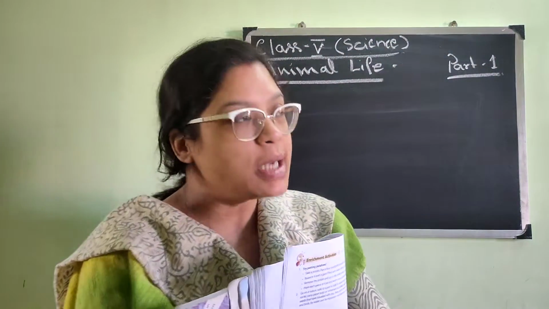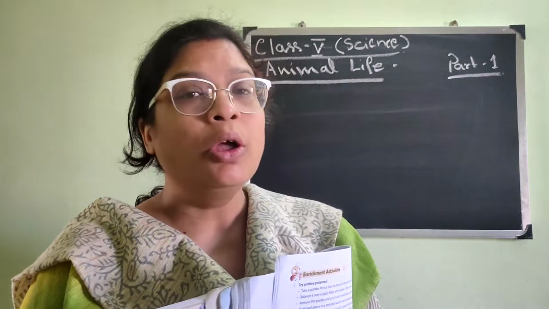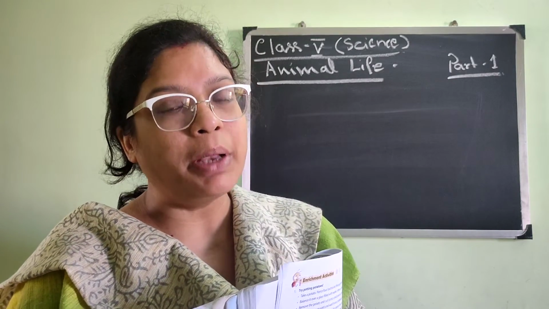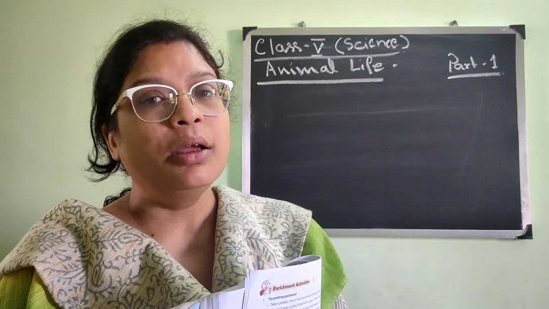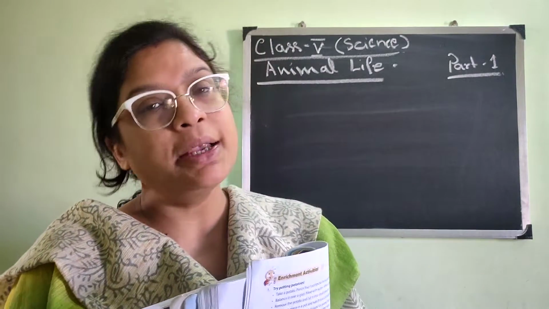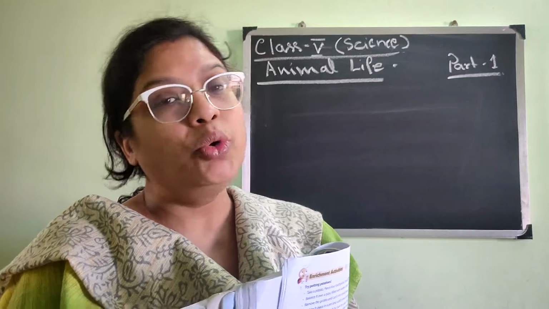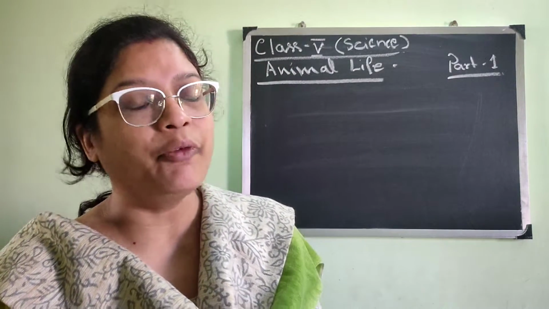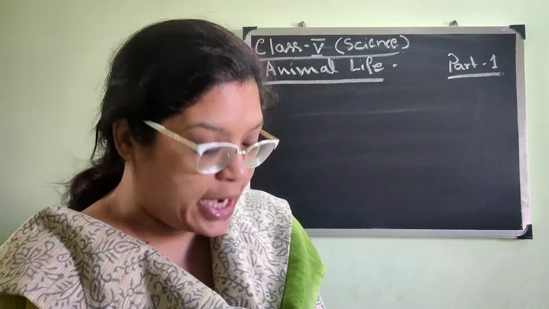Today we are going to start with the last chapter of your first unit exam. We have already done the first chapter, plant life. Next we have done living things, and next we have done food and health. Today we are going to start with the last chapter of your first unit exam, that is animal life.